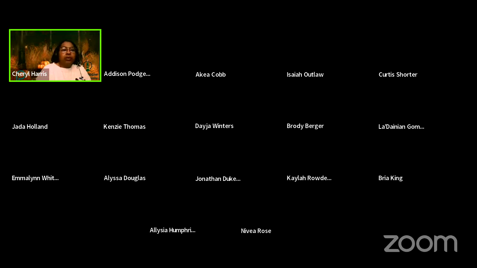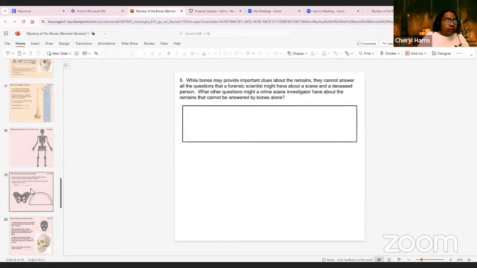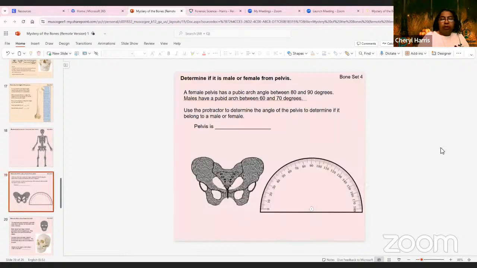That's a good question. I'm going to come back and share. Let me bring mine back. Alrighty. Okay, someone just asked, how do you correctly measure the pelvis? So let's go back up here and look at one of those.